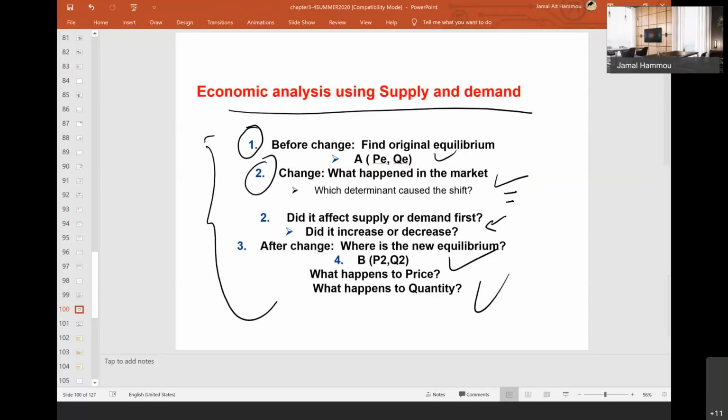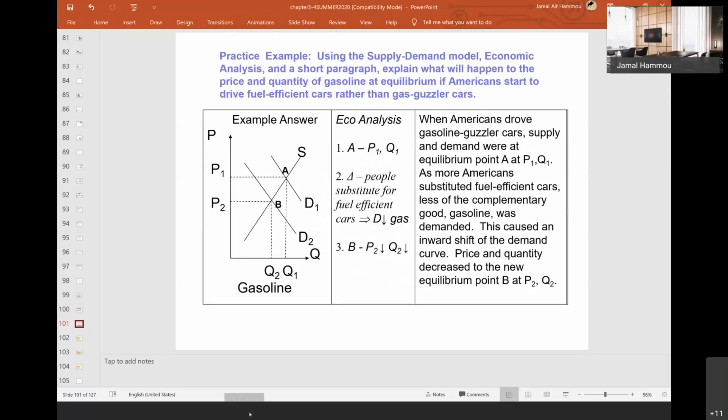So let's do an example here. I'll show you how that works. So here is an example. We're going to use supply and demand to analyze what happens in the market of gasoline. This is the gasoline market when we have a certain situation. So look, you have 3 things going on at the same time. You have to use the graphs to visualize the analysis.